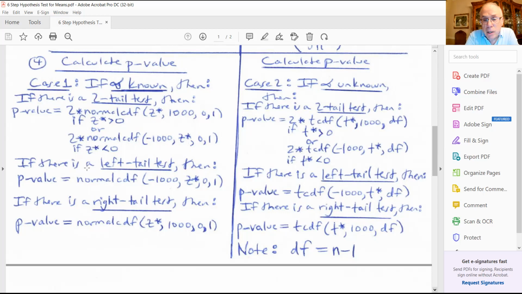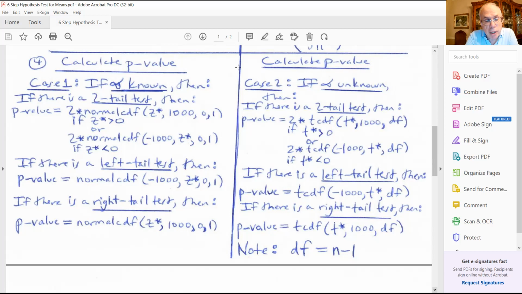If the alternative hypothesis has less than as the symbol, that's a left-tailed test. And here is our p-value, right? We don't multiply by 2. Normal CDF, negative 1,000, z star, 0, comma 1. If it's a right tail test, then we're going to look at the right tail, the area to the right. So the p-value is going to be normal CDF, z star, comma 1,000, comma 0, comma 1.